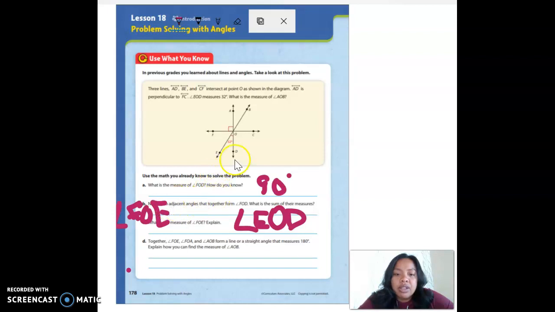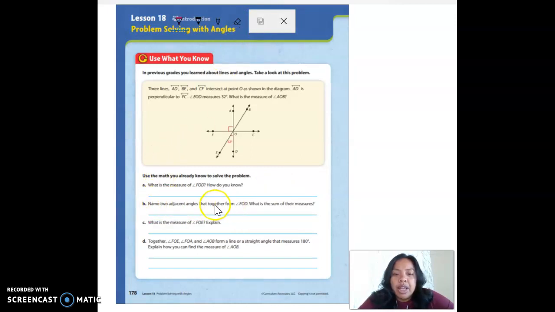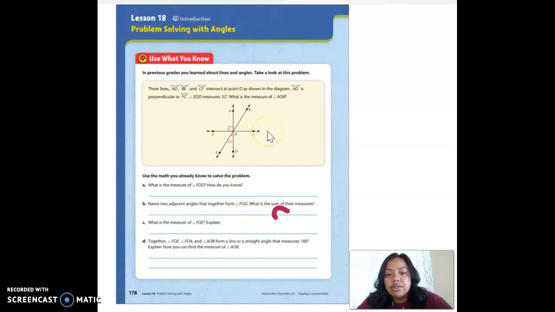The next question, let me go ahead and erase this whole thing because I can't really see what's going on. It says, name 2 adjacent angles that together form FOD. We just found that. And what is the sum of their measure? The sum of their measure, again, is when we add them together, we already know that it's 90 degrees. So that was the second question, it is 90 degrees again.